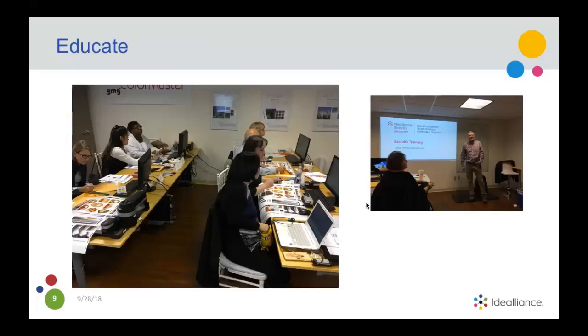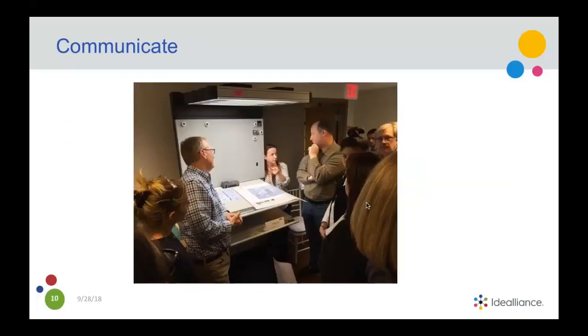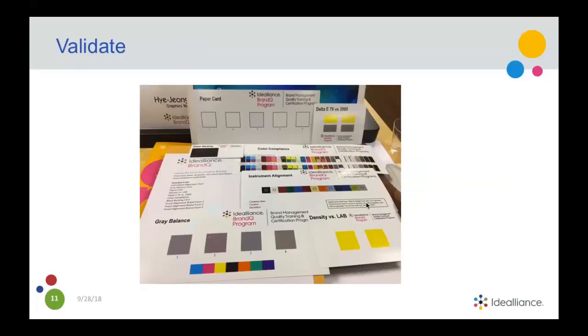So they're in there learning, measuring, learning the language of color and what they can ask for and what the tolerances are and how they work, those types of topics. They want to communicate. This is looking at some print samples. One of the customers or brand owners brought in print samples of an issue they were having and discussed it in the class. And then validate, which is how we measure and understand if color is achieving the goals that we have.